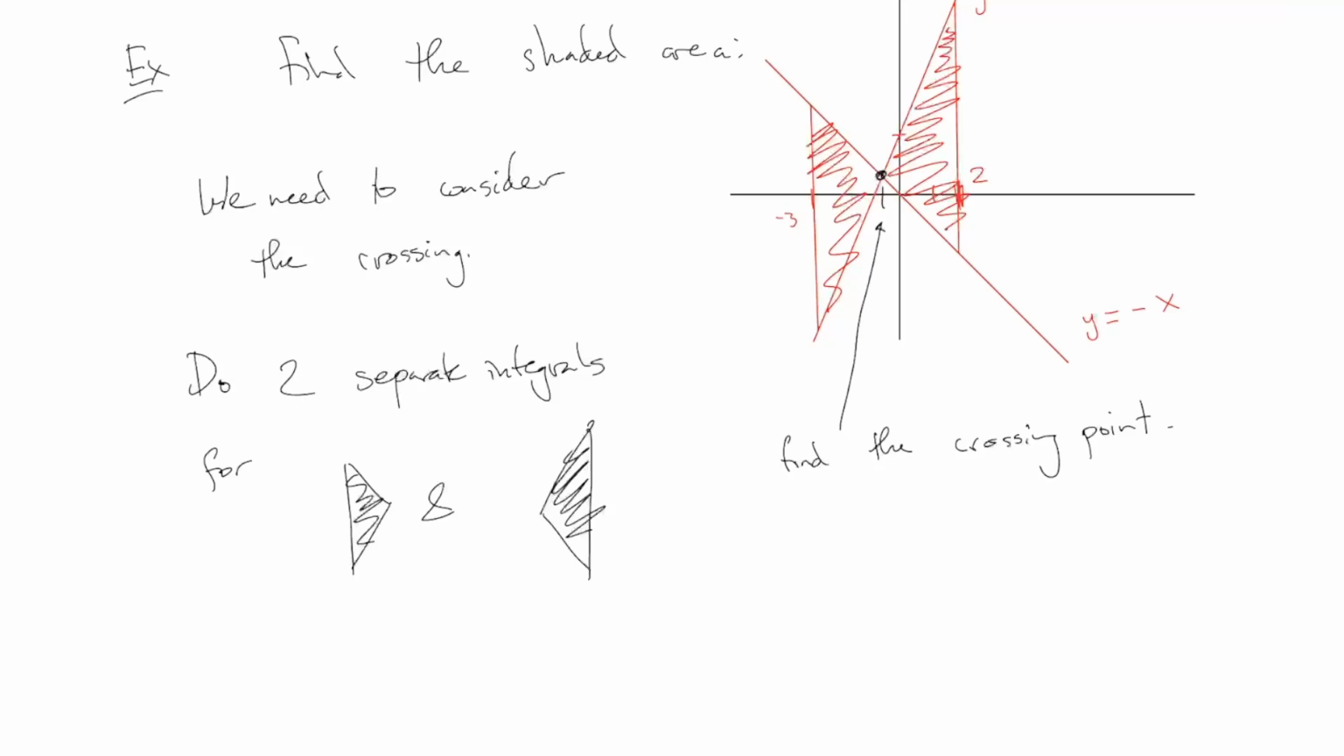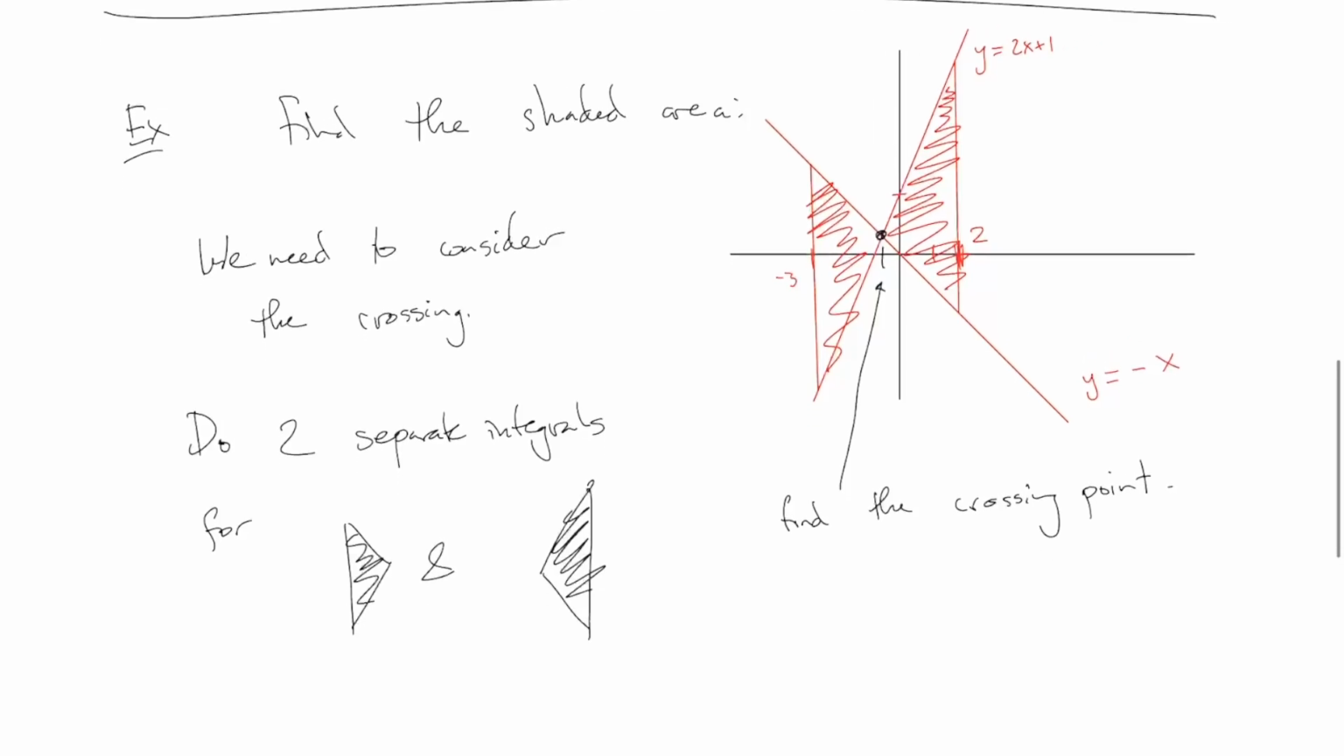On the left-hand shape, we're going to start at x equals -3, but at this point we don't really know where we go up to. All right, but anyway, how do you find the crossing point? It's the same as the previous example. You set the two equations equal to one another and then solve for x. So in this case, the two formulas are -x and 2x plus 1. So I set these equal to each other and then solve for x.